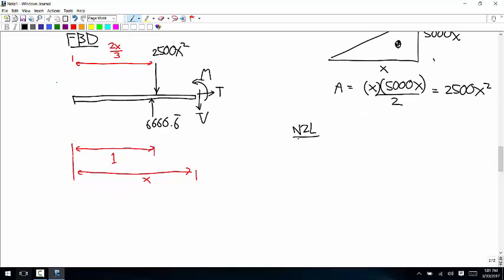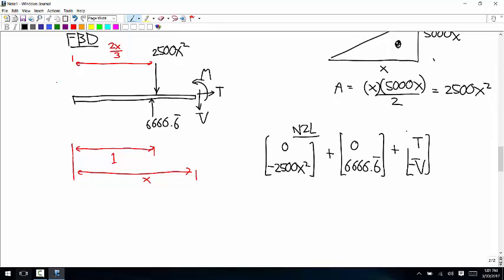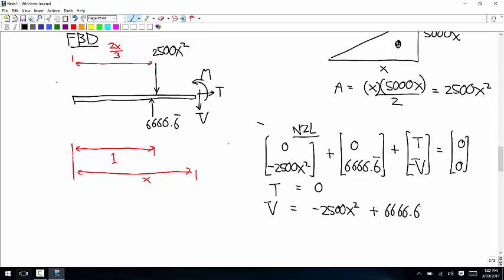So Newton's second law says 0, negative 2,500x squared plus 0, 6,666.6 repeating plus T negative V is equal to zeros. So T is equal to 0. V is equal to negative 2,500x squared plus 6,666.6 repeating.